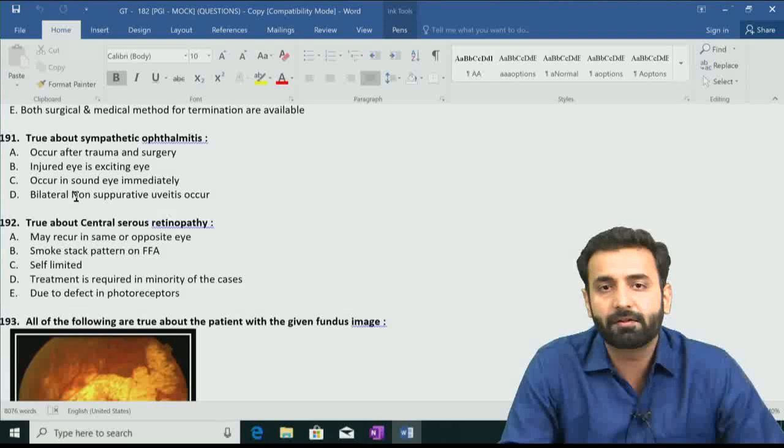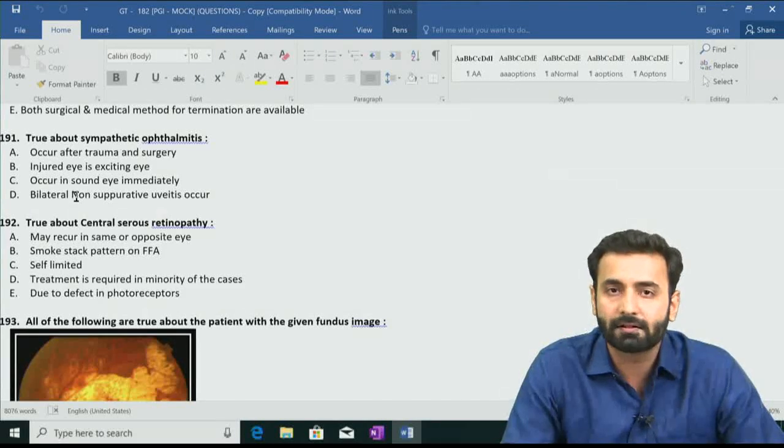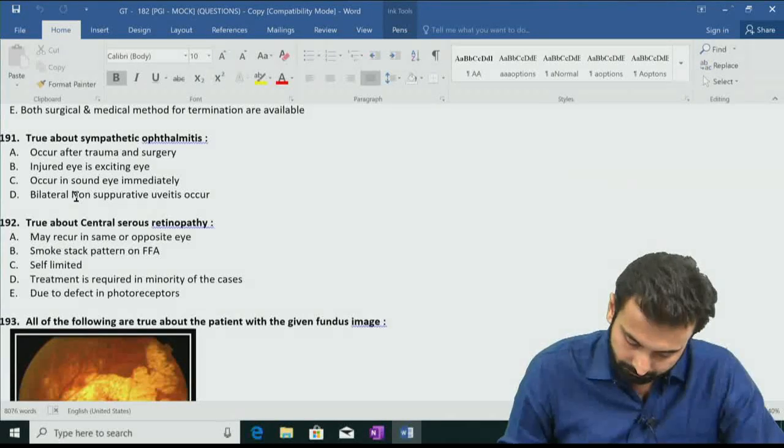So let us discuss briefly about sympathetic ophthalmitis. What is sympathetic ophthalmitis?